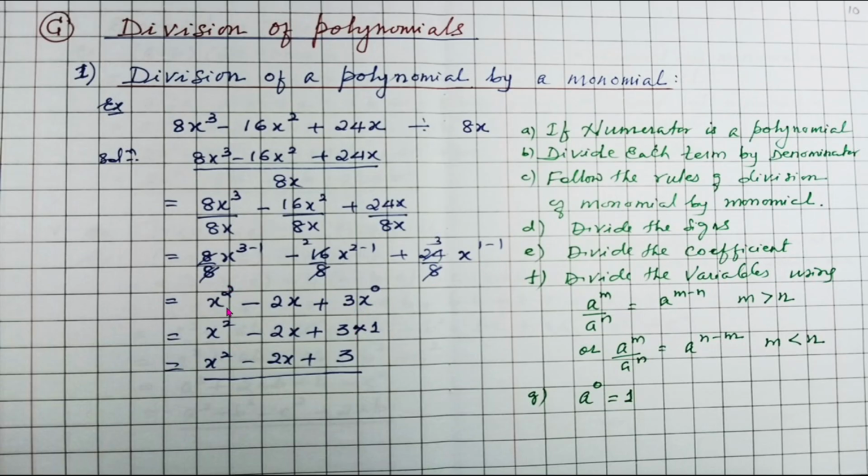So therefore we have x squared minus 2x plus 3 into 1, because anything raised to 0 is 1. Therefore the answer is x squared minus 2x plus 3, and this is how we divide a polynomial by a monomial. Please remember the rules of division.